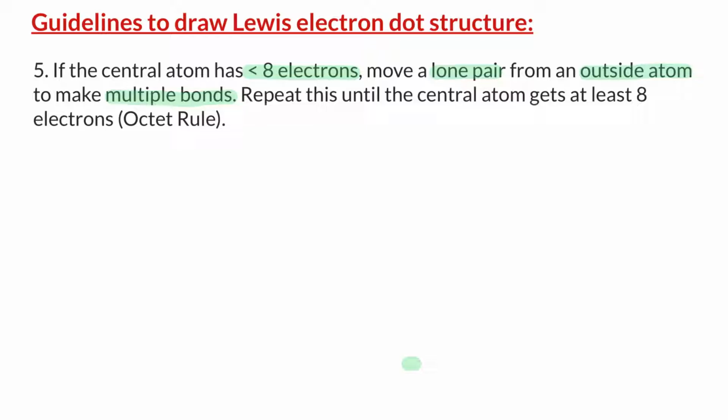Let us now put these guidelines to use and draw the Lewis dot structures of some molecules and ions. Let us do some examples. The first example is to draw the Lewis dot structure of NF3.